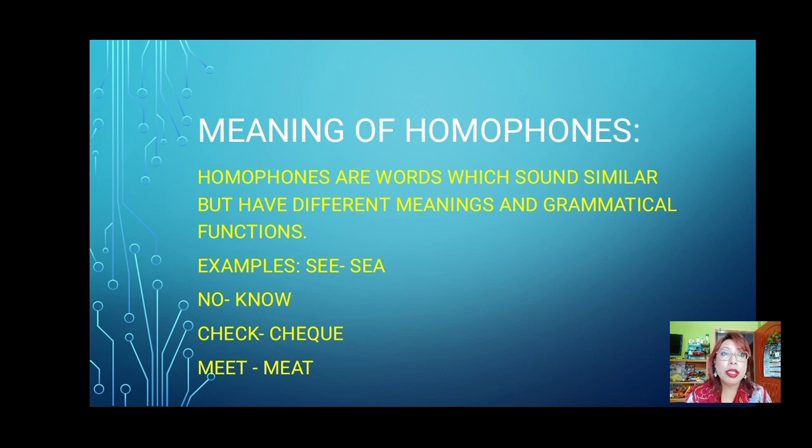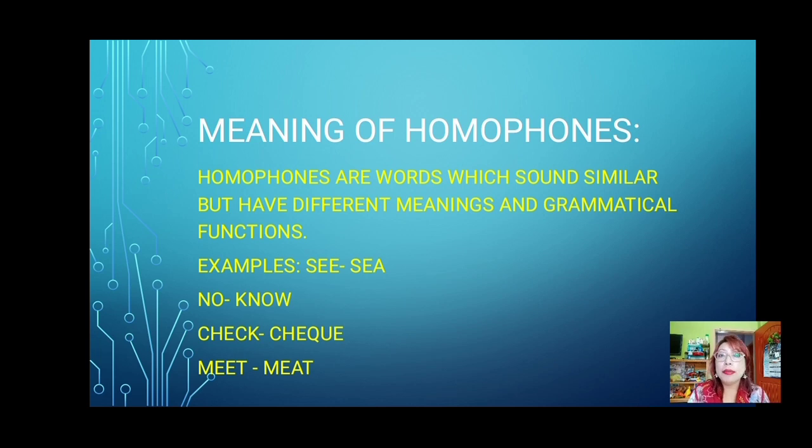As I've told you, they are called homophones. So let us find out what homophones are and see some examples so that you will be clear with the concept. Homophones are words which sound similar but have different meanings and grammatical functions. When you look at them properly, they have different meanings, different spellings, and also different grammatical functions. So let us see some examples.